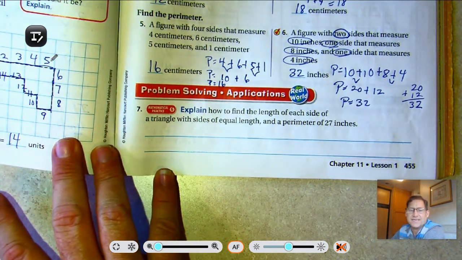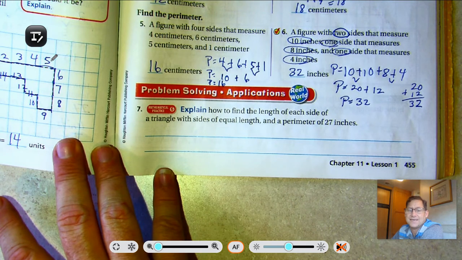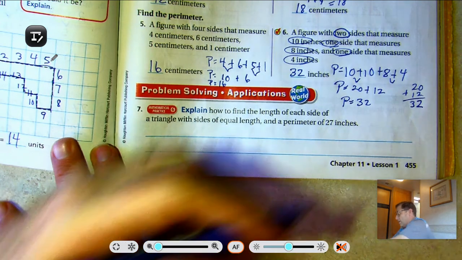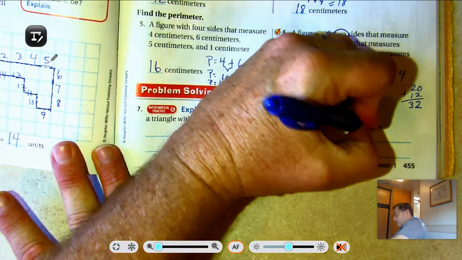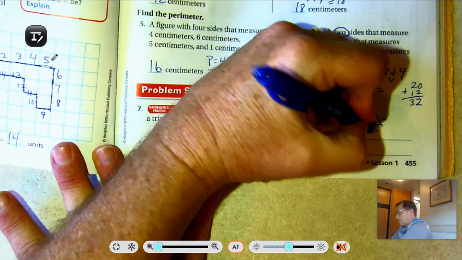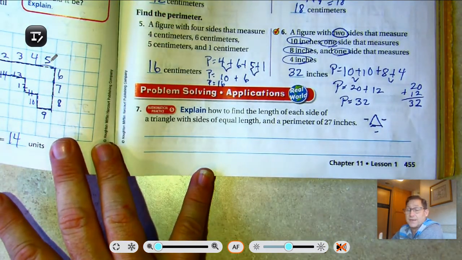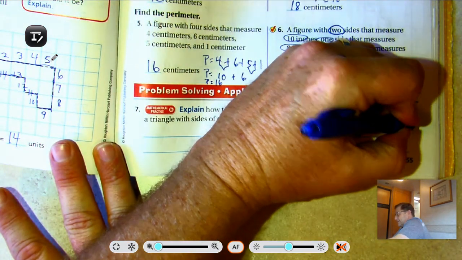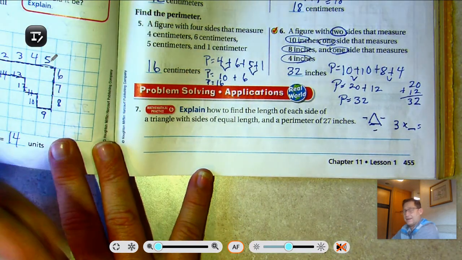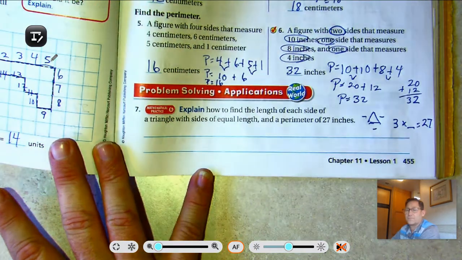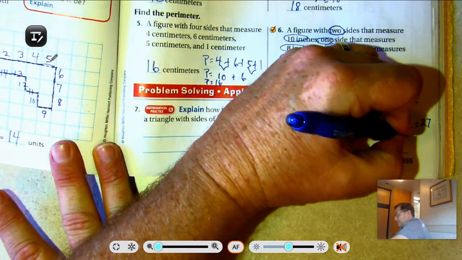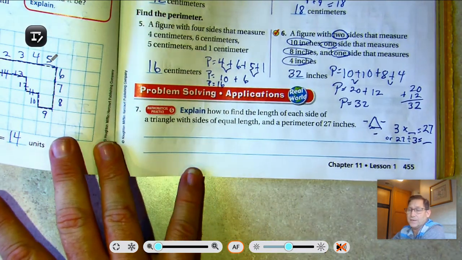All right, number 7. Explain how to find the length of each side of a triangle with sides of equal length and a perimeter of 27 inches. Well, remember we were talking about something that has equal sides we can multiply? Well, we know a triangle has 3 sides, so 3 times the length of the side has to be 27. 3 times what is 27? Or we could say 27 divided by 3 is what?